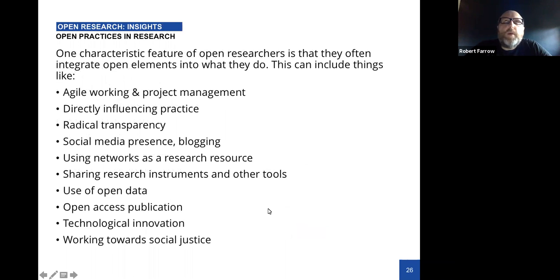And while I wouldn't say this is a research outcome, we couldn't say this is what open research looks like, there are certain things we've come to associate with open practice around the agility of how people work and how they manage their project. Often there's a specific interest in influencing practice and providing evidence to support a policy change and that kind of thing. Working transparently, having a social media presence, leveraging networks as a way of doing research, using open data, publishing open access, and having a very explicit interest in social justice. Not everyone does all those things, but these are what seem to be emerging in the surveys that we did.